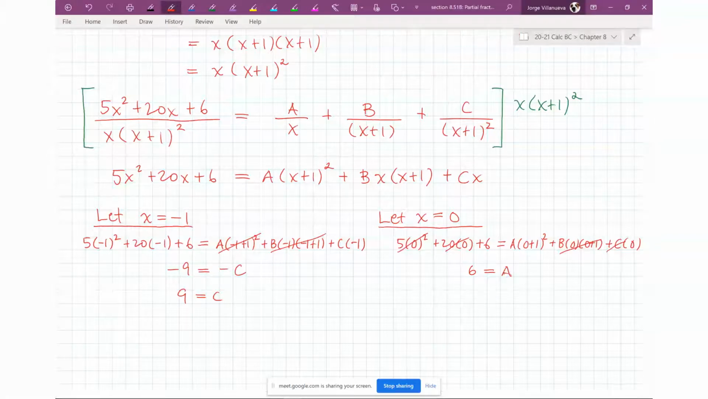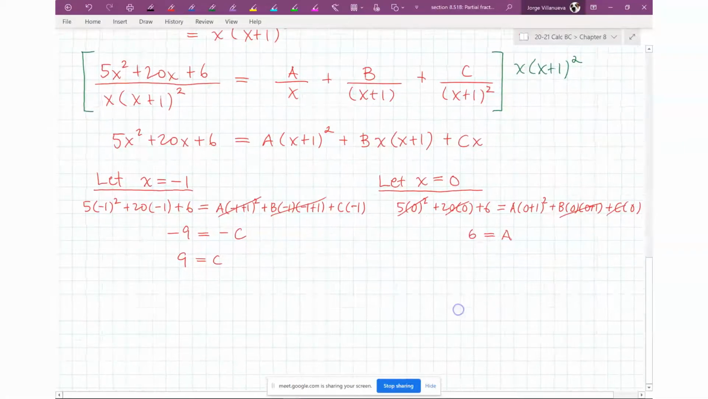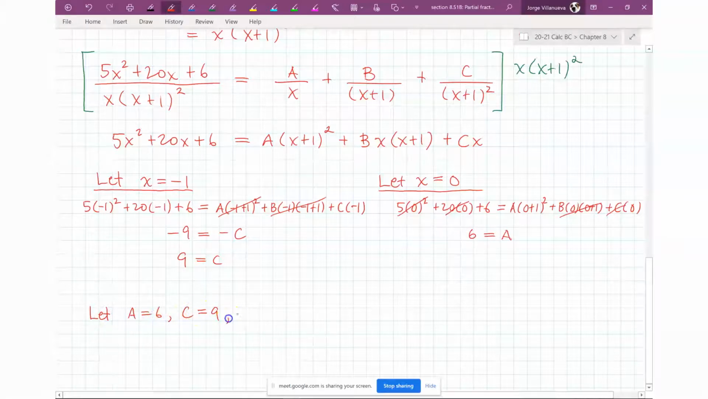Here's the part that really gets to people, because we found a and we found c. Now we got to solve for b, but you have to ask yourself which values of x make it 0. We already exhausted all of them. We exhausted all the values of x that we can use to zero stuff out. So what do? Well, you improvise. You say, all right, let's let a equal to 6, c equal to 9, because we solved them, so we know those are true, and let's just pick any number that we want. So I'll pick x equal to 1.